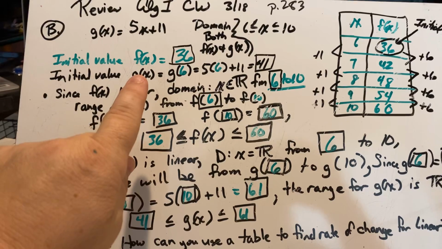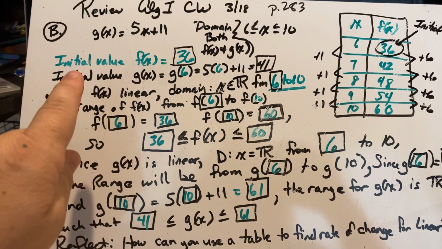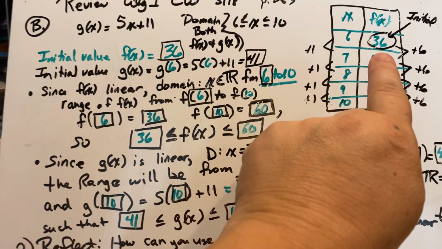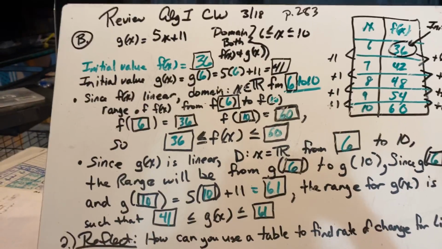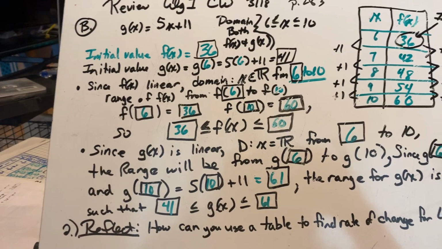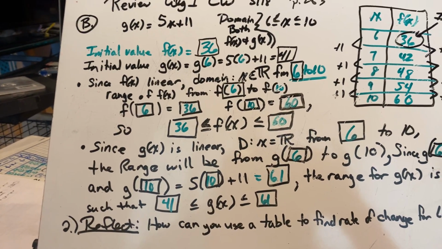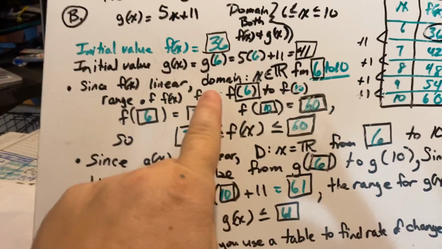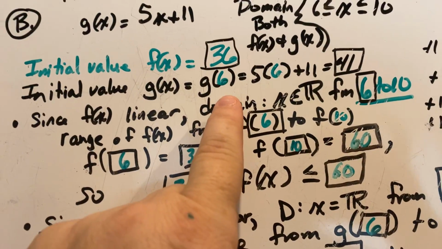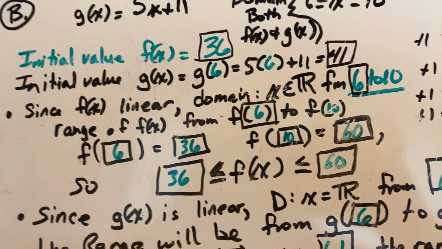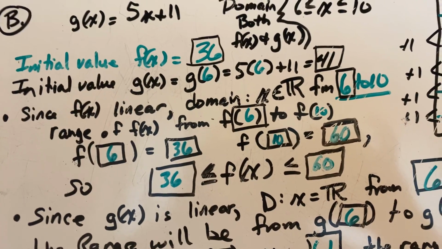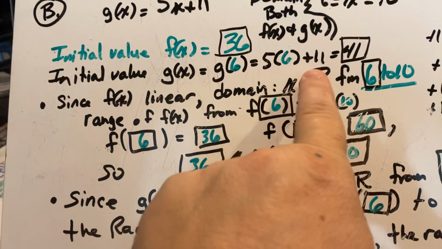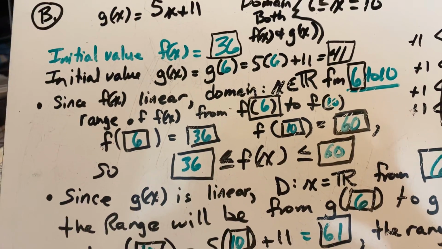So our initial value of f of x, the initial is the lowest domain. So the lowest value of x is 6, so that our initial value is 36, and that's what you want to fill in. The initial value of g of x will also be the lowest number of the domain, which is 6. And so we substitute 6 in for the x, and so g of 6 is equal to 5 times 6 plus 11. 5 times 6 is 30, plus 11 gives me 41.